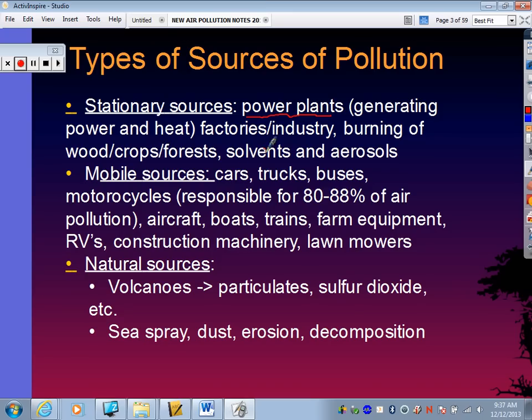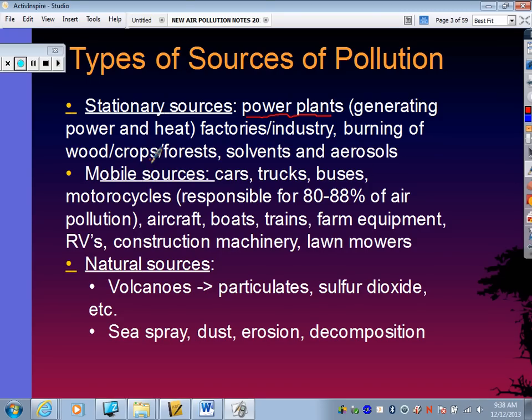Solvents are chemicals that are used to dissolve things. A lot of these can be very toxic, have very strong odors and smells, but when they dissolve things, they can give off pollutants as well. And then aerosols, which we'll get to in a moment.